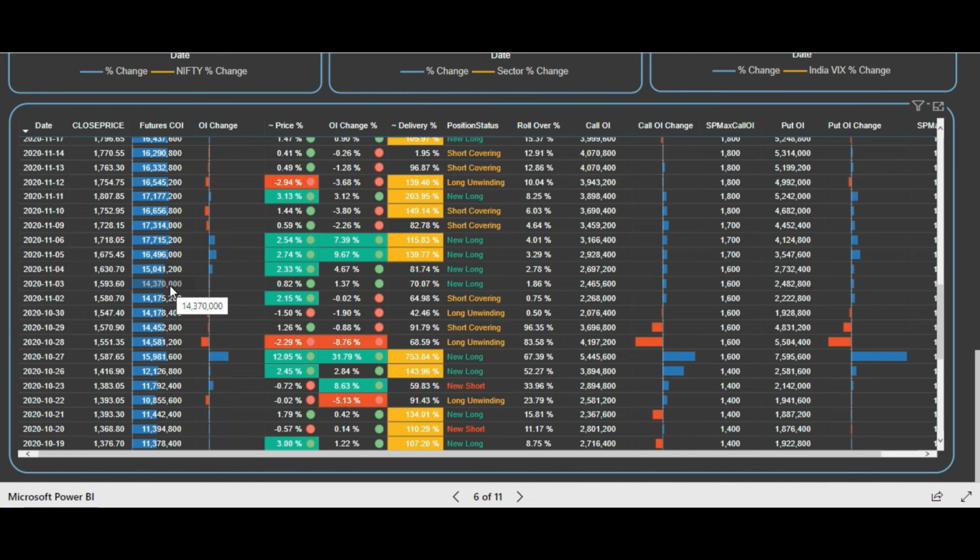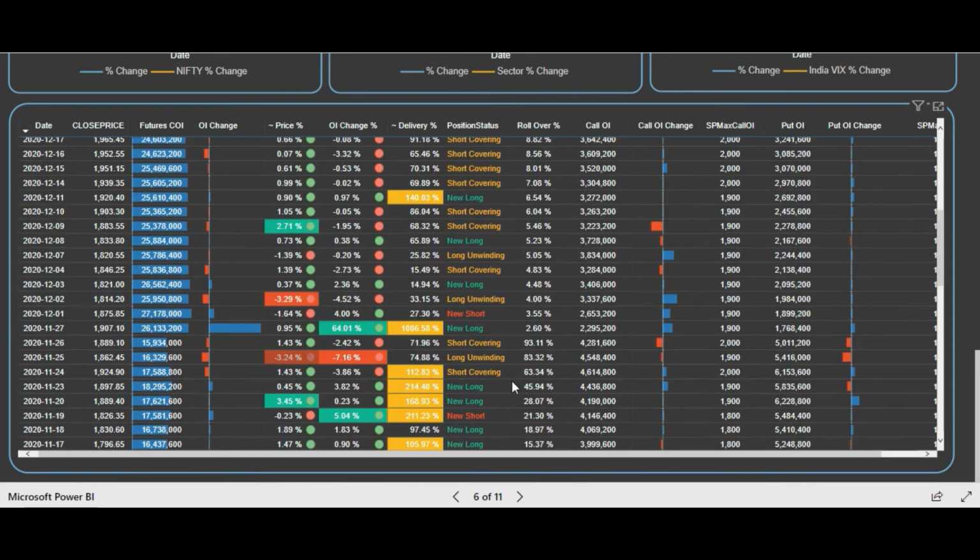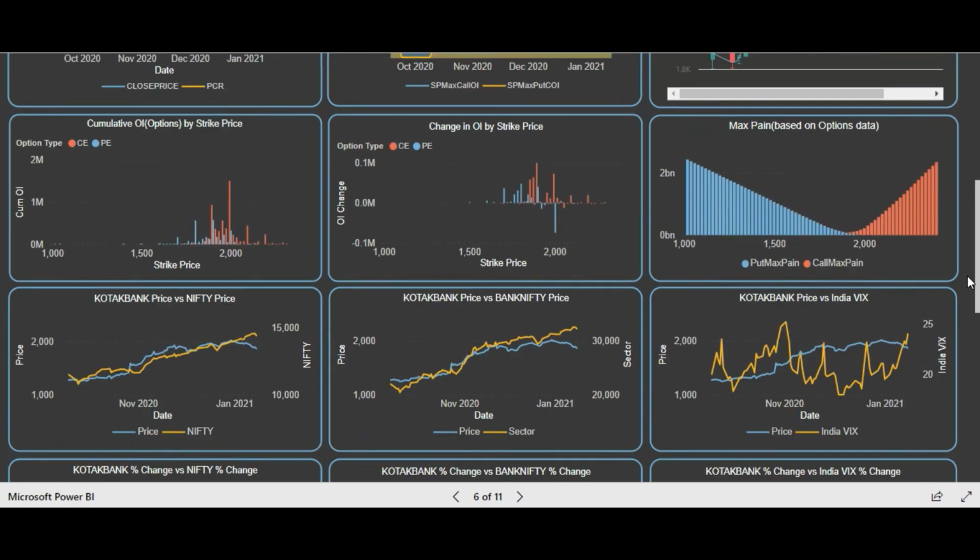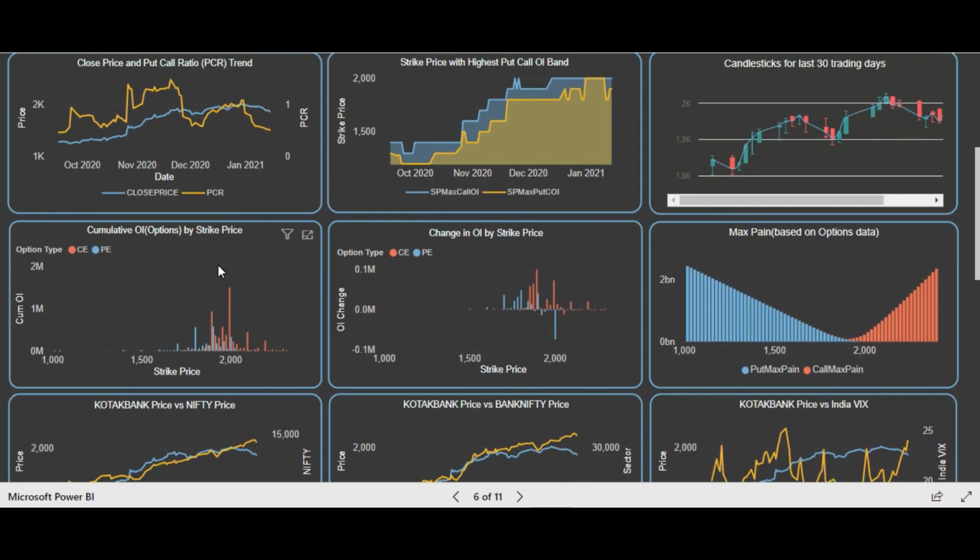Now you can also see the option chain at every strike price. You also see there is a graph of the option chain. This graph shows you the current day picture, the last trading day, but for every day you need to see this graph and also relate.